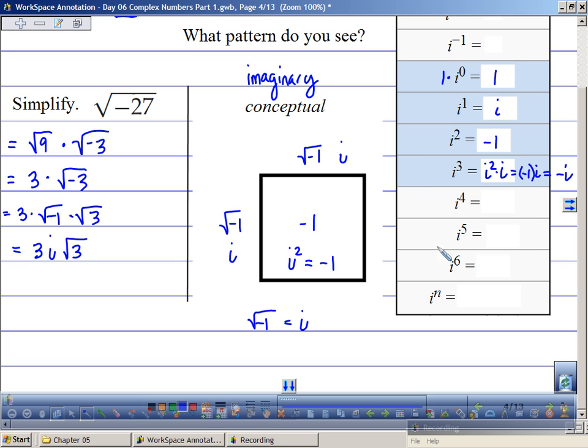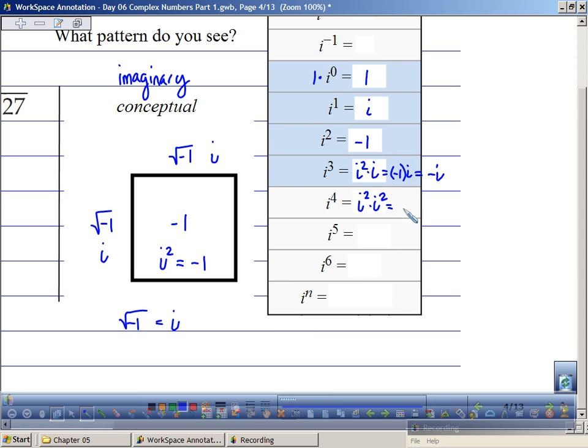Okay, it's going to hurt a little bit. It's supposed to. It's exercising your brain. i to the 4th is i squared times i squared, which would be negative 1 times negative 1, which makes positive 1. But i to the 5th, isn't that i to the 4th times i to the 1st? Isn't i to the 4th, which is 1, times i equal to i?